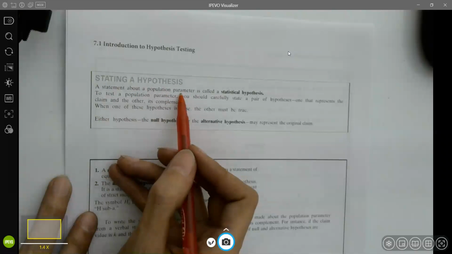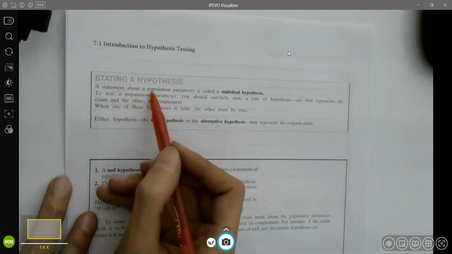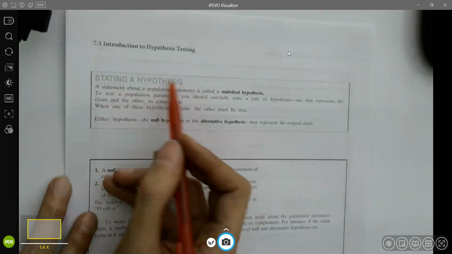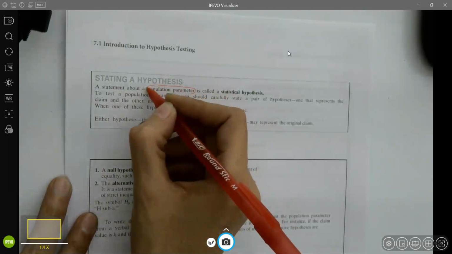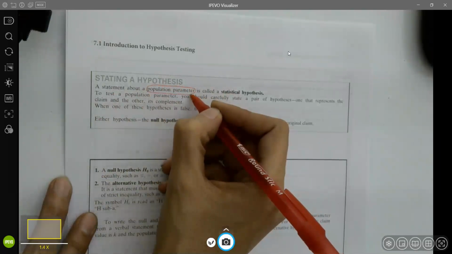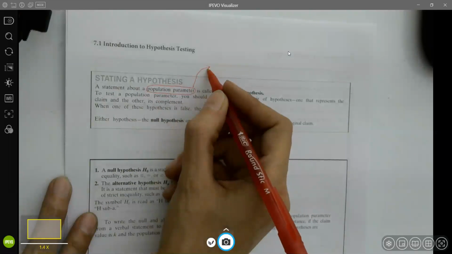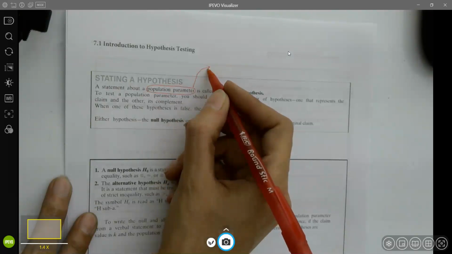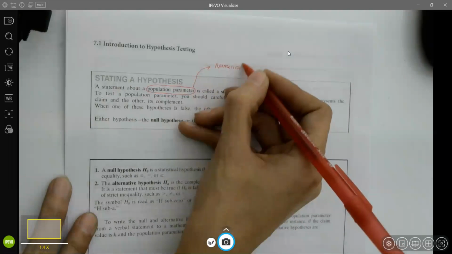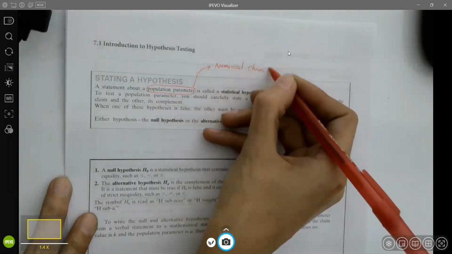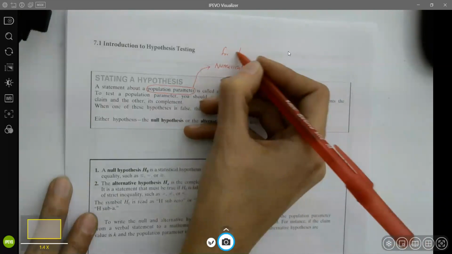Remember that, population parameter. When you read and study math, you have to stop and get back to what you already learned. Refresh your memory. What's a population parameter? A population parameter is a numerical characteristic for the population.